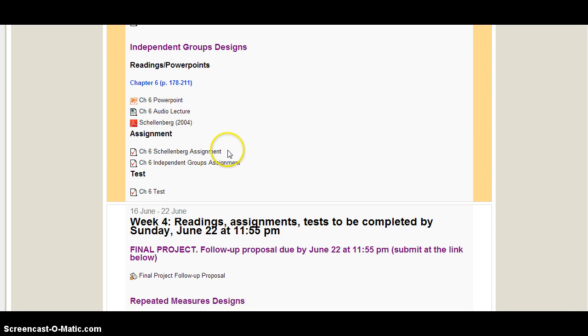In the Schellenberg assignment, you're going to read the Schellenberg article, and then identify the important constructs that are defined in the chapter. So there's a number of follow-up questions. And then in the independent groups assignment, you have another brief summary of an experiment and follow-up questions to answer.